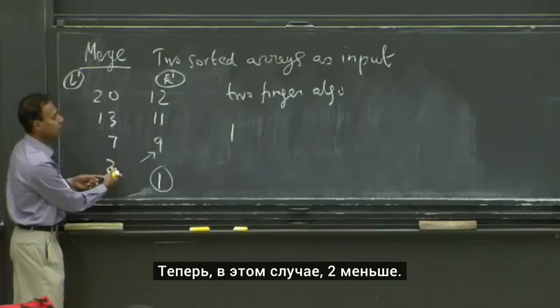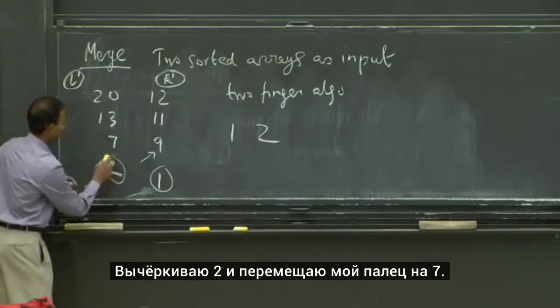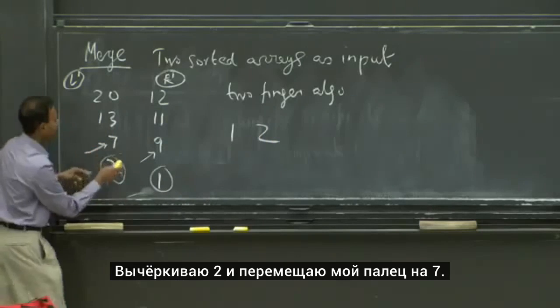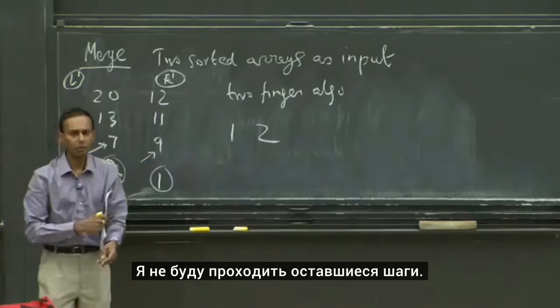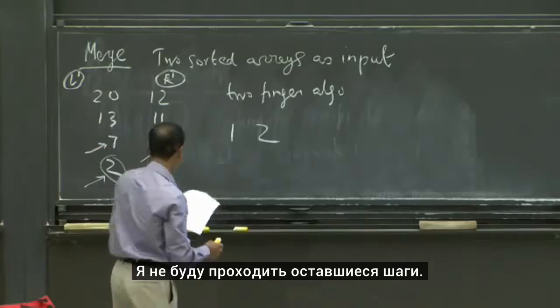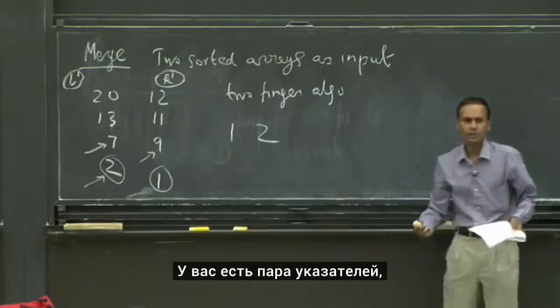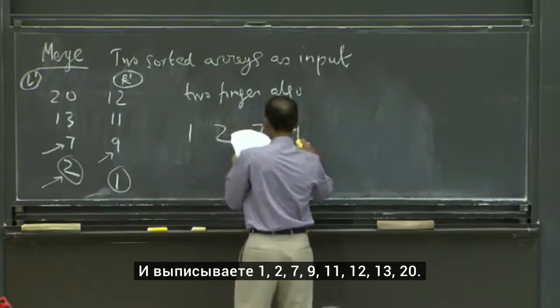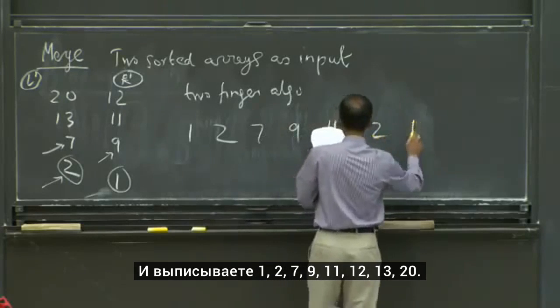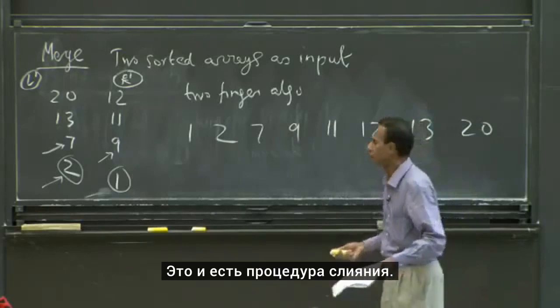All right, so now in this case, 2 is smaller, so I'm going to go ahead and write 2 down, and I can cross out 2 and move my finger up to 7. All right, and so that's it. I won't bore you with the rest of the steps. It's essentially walking up. You have a couple of pointers, and you're walking up these 2 arrays, and you're writing down 1, 2, 7, 9, 11, 12, 13, 20. Okay? And that's your merge routine.